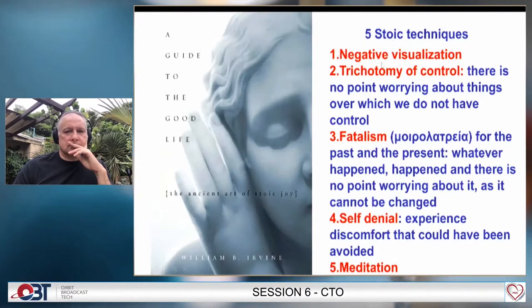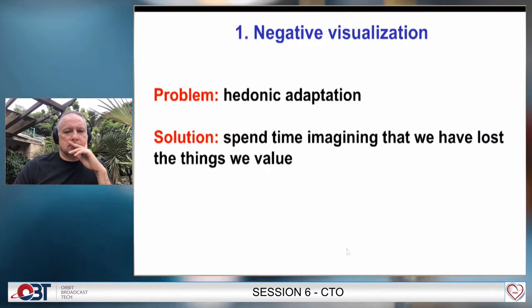And these are five key techniques that William Irvine describes in his book, A Guide to the Good Life, that directly apply, I believe, to CTO PCI. Number one, negative visualization. Two, the dichotomy or trichotomy of control. Third, fatalism. Fourth, self-denial. And fifth, meditation. And I will discuss them one by one.